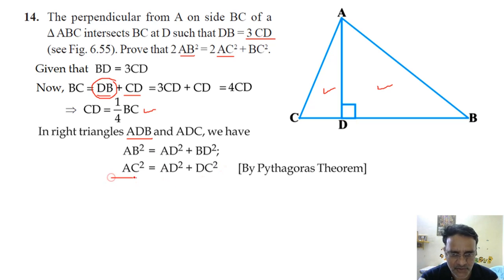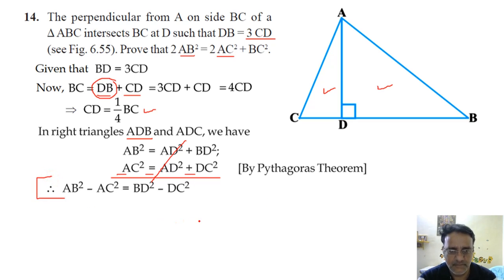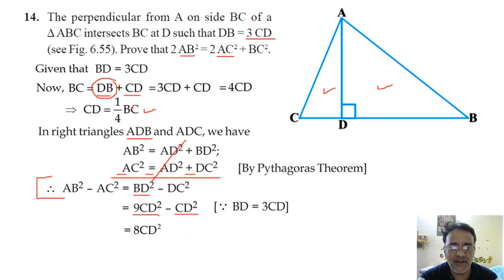Now if we subtract these two, see carefully. What are we going to get? AD square will be cancelled, and we are going to get AB square minus AC square is equal to BD square minus DC square. Whether this step is clear? Yes, sir. Okay. Next, now BD is 3 times of CD. If you substitute, then it will become 9 CD square. 9 CD square minus CD square will become 8 CD square. Okay. Now CD we already wrote in terms of BC, that is 1/4 of BC.